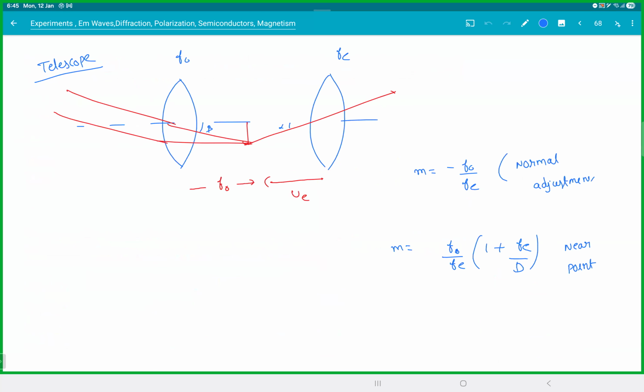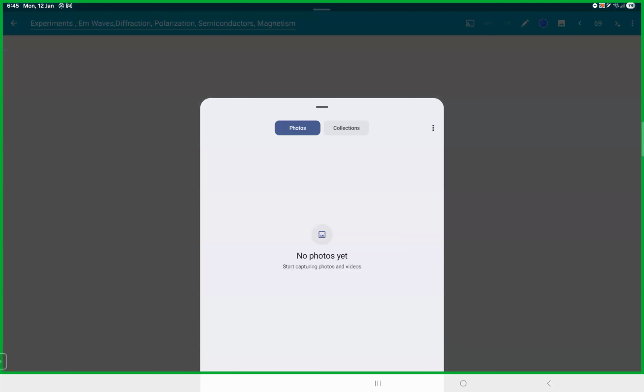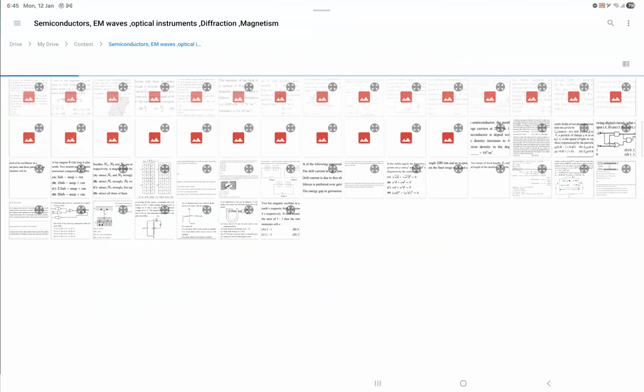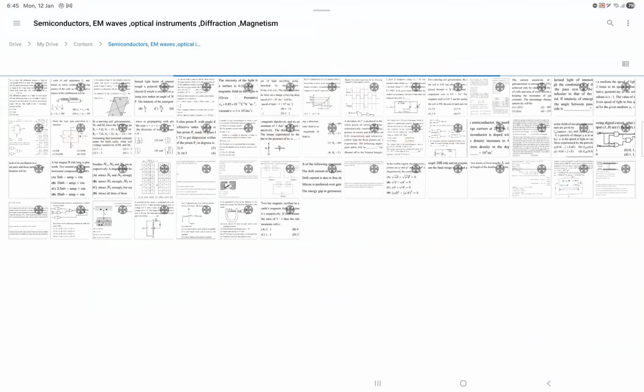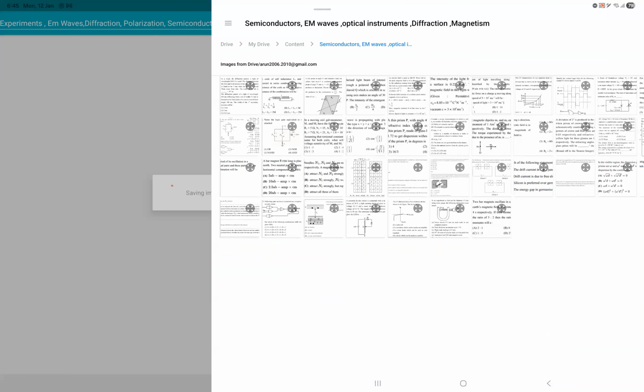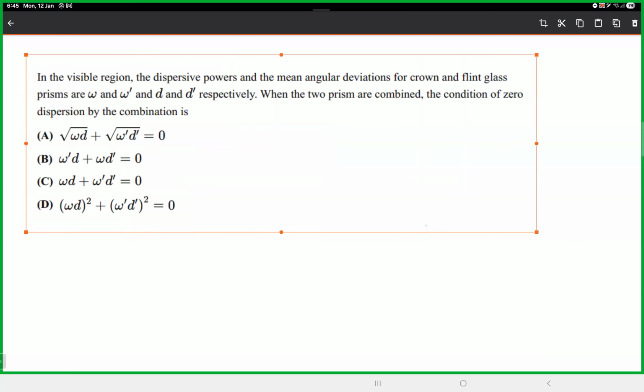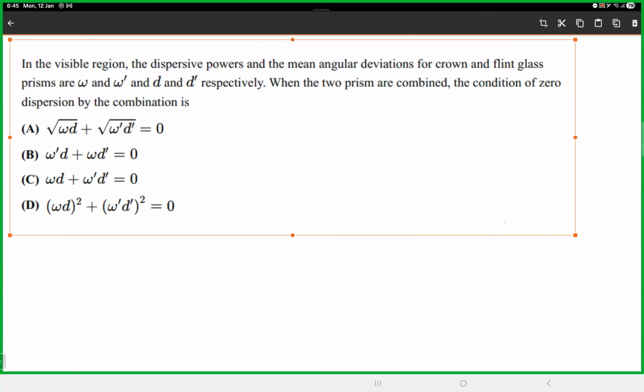I wrote down all the stuff here, just in case you need it. I'm sure some of you have forgotten it. So let's see if you remember this.